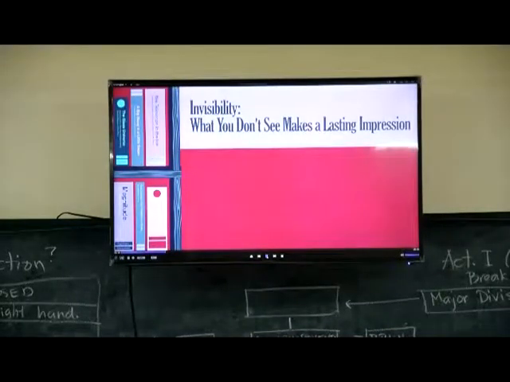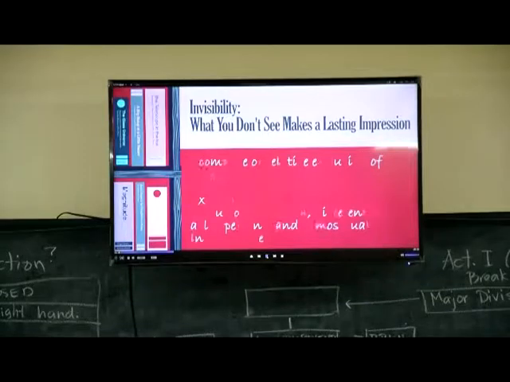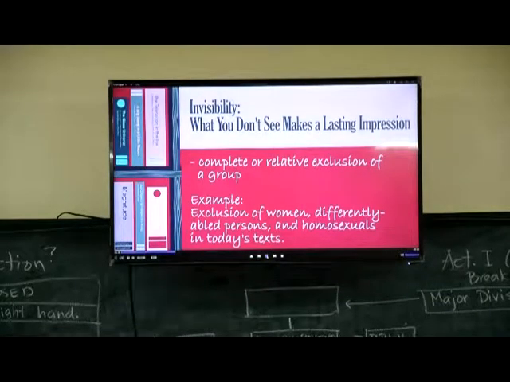Invisibility. What you don't see makes a lasting impression. The most fundamental and oldest form of bias in instructional materials is the complete or relative exclusion of a group. With an attempt for inclusion after 1960, many of today's textbooks are improved, but far from perfect. Women, those with disabilities, gays, and homosexuals continue to be missing from many of today's texts.